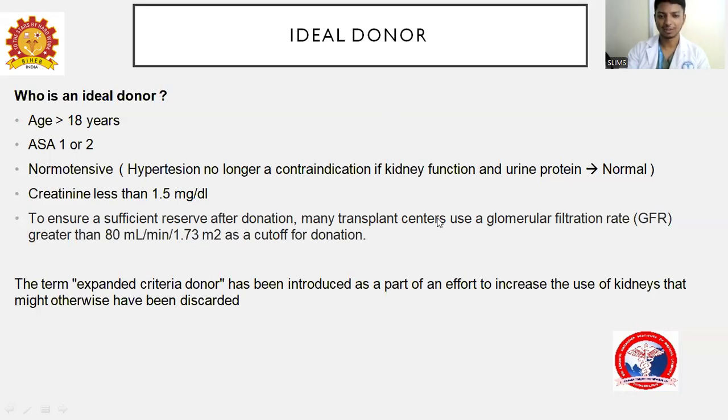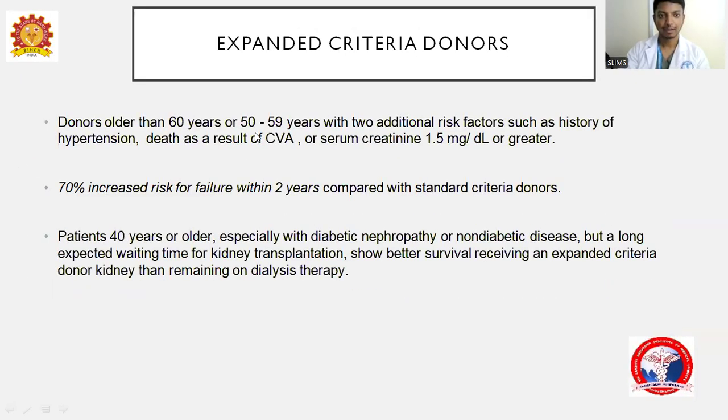The term expanded criteria donor has been introduced as part of an effort to increase use of kidneys that might otherwise have been discarded. Coming to expanded criteria donors, like we just discussed before, these are donors who are older than 60 years or 50 to 90 years with two additional risk factors such as history of hypertension, death as a result of CVA, or serum creatinine which is more than 1.5. There can be 70% increased risk of failure within 2 years compared with the standard criteria donors. Patients who are 40 years or older, especially with diabetic nephropathy and non-diabetic disease, but a long expected waiting time for kidney transplantation, show better survival receiving an expanded criteria donor kidney than remaining on dialysis therapy.